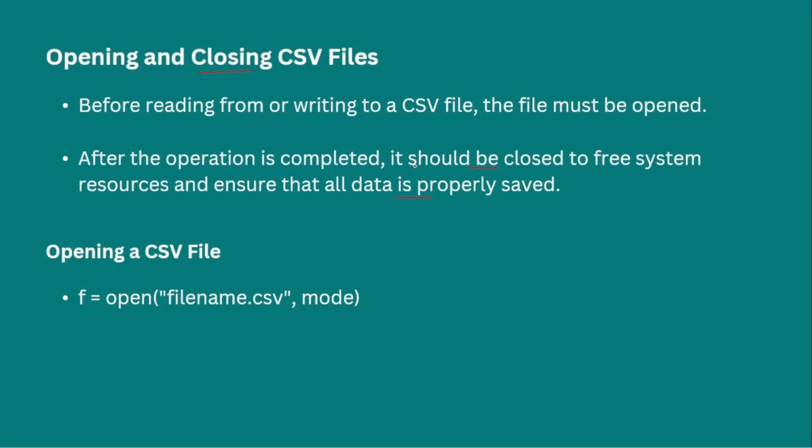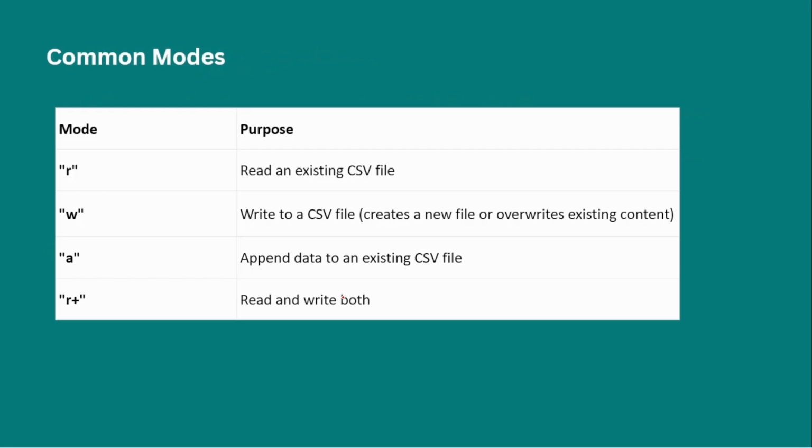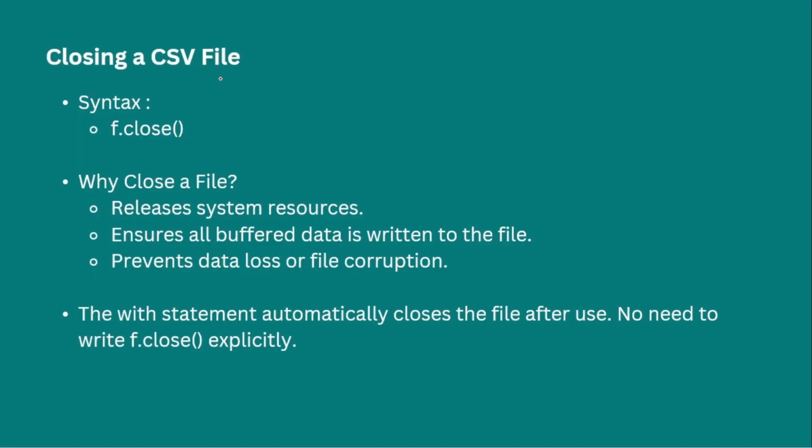properly saved. Fine. So to open a CSV file, we say open, file name .csv, and the mode in which we want it to be opened. That is how we open a CSV file. The common modes are: r, read mode, read an existing CSV file; w, write mode, write to a CSV file, creates a new file or overwrites existing content; a, append data to an existing CSV file; and r+, read and write both.